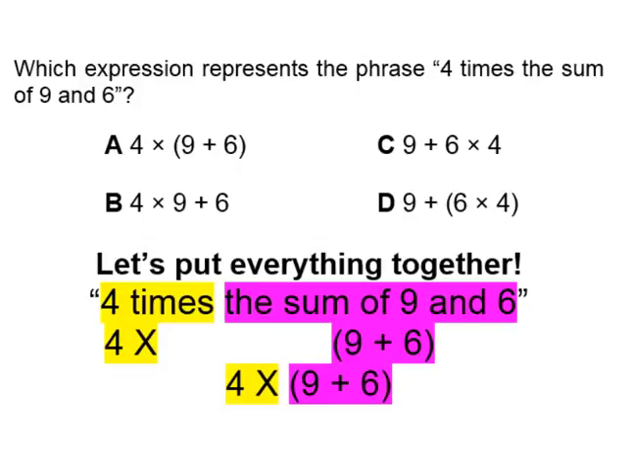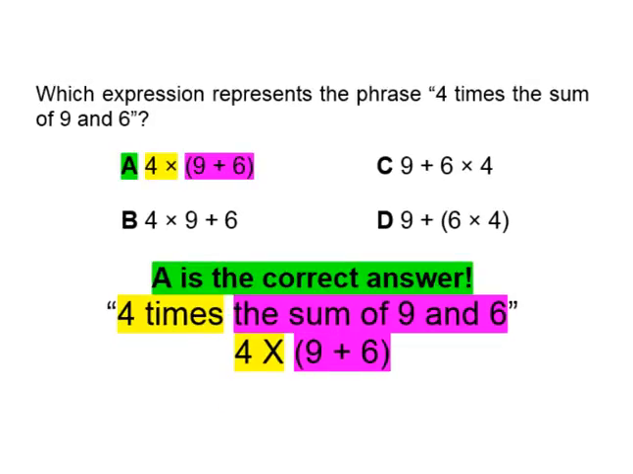When we put everything together, 4 times, we have 4x. The sum of 9 and 6, that is going to be 4 times, in parentheses, 9 plus 6. Looking at our answer choices, which one matches this answer exactly? If you guessed A, you are correct. A is our correct answer.